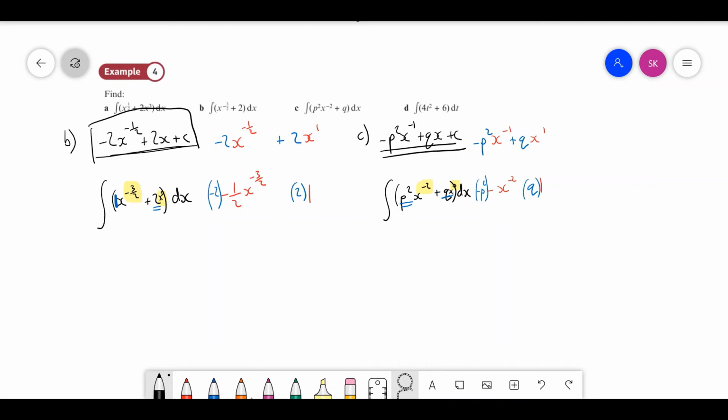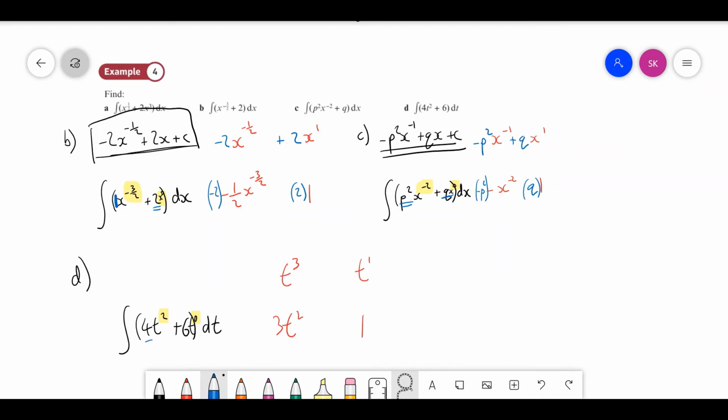Finally, question D. This time I'm being asked to integrate the expression 4t squared plus 6 with respect to t. So that means it's the powers of t that I'm concerned about, and there's a power of 2, and remember if there's no t, it's the same as t to the power of 0. So I'm going to integrate that. 1 above 2 is 3, that differentiates to 3t squared. That's that, which differentiates to 1.